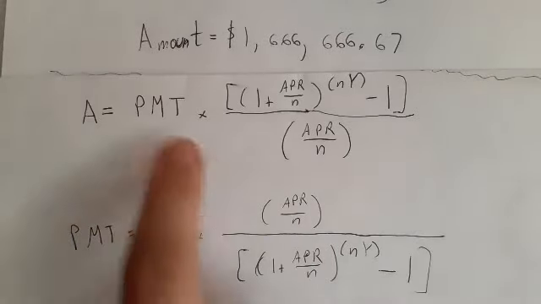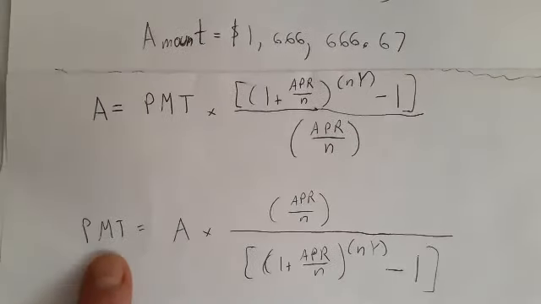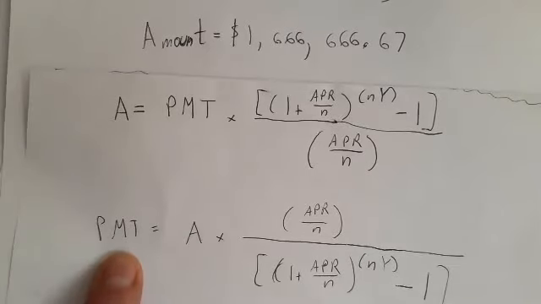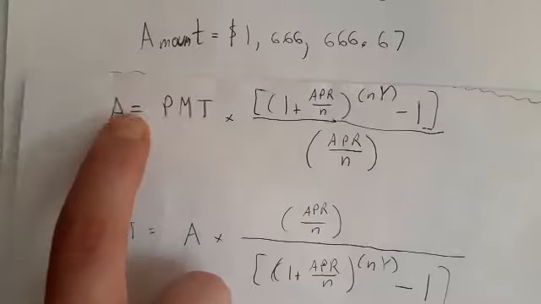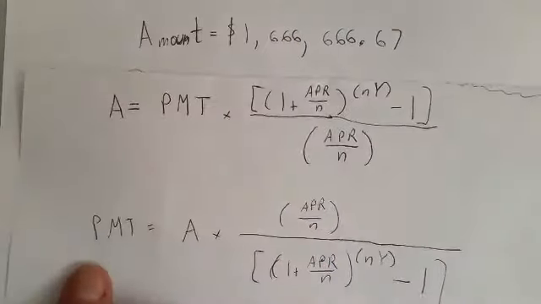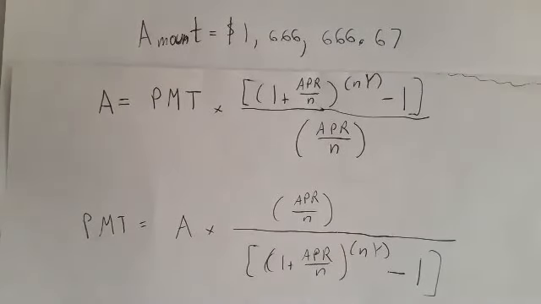Okay, so which one? If you want to find out payment, one of these is solved for payment, right? Is this guy. And so if we want to know payment, it's easier to use this one. If we don't want to know the accumulated amount, it's easier to use this one. We know the accumulated amount, so we want to use this second formula. We want to know the payment.